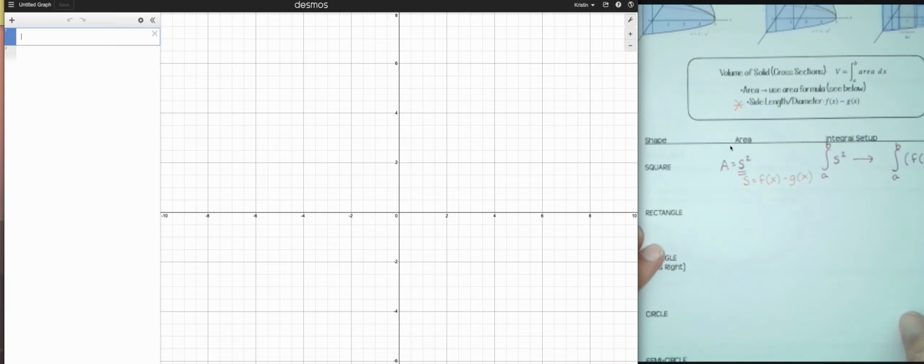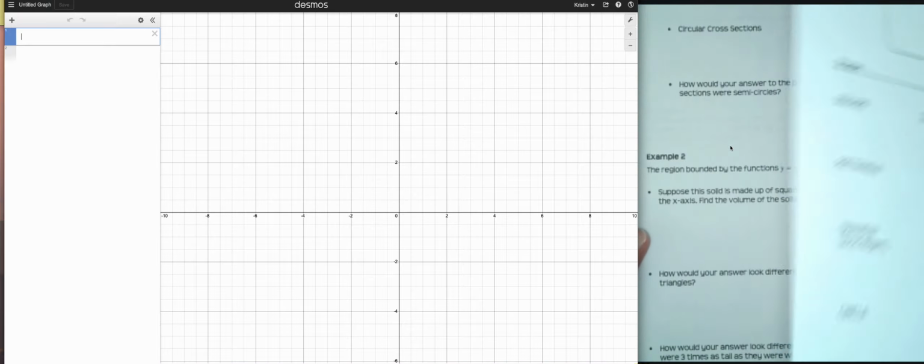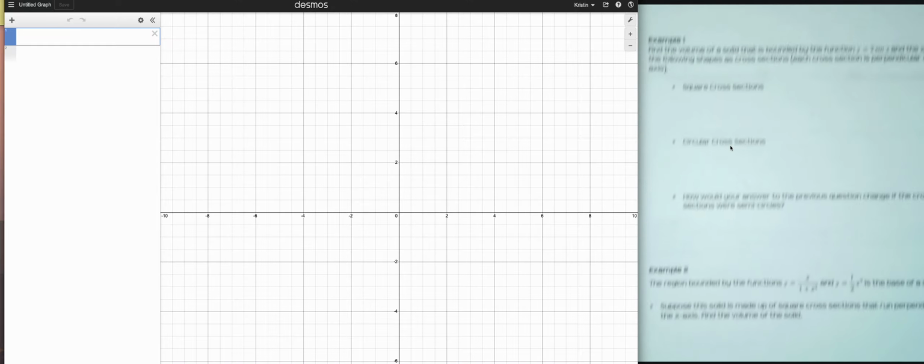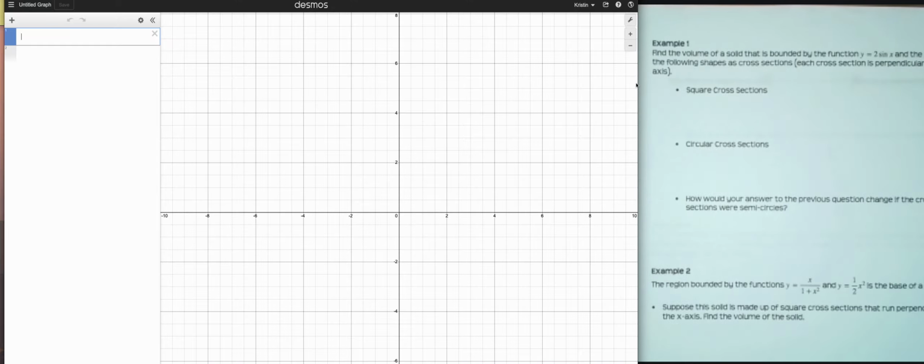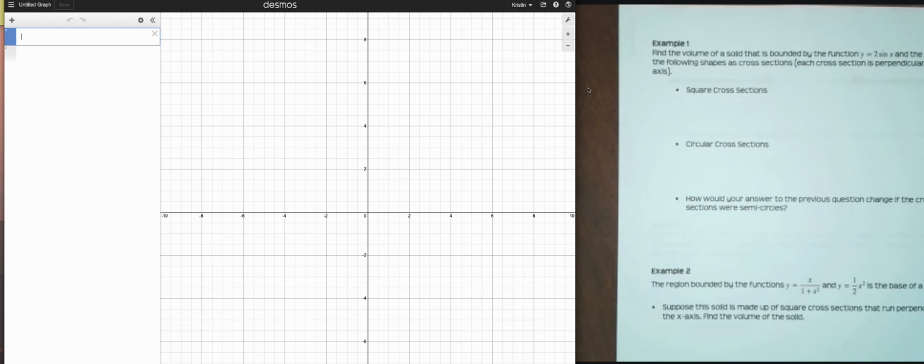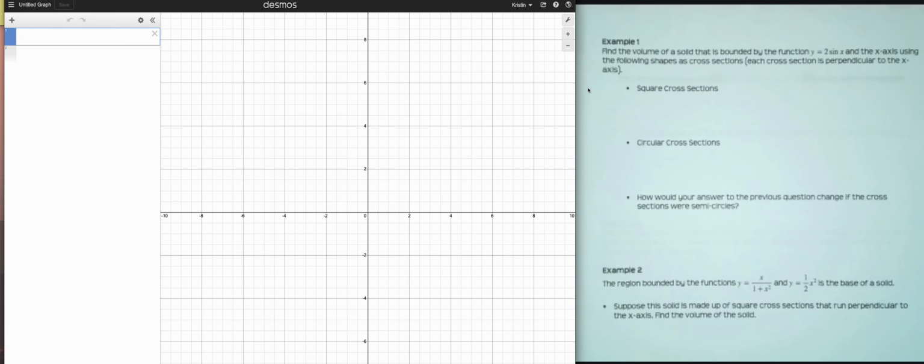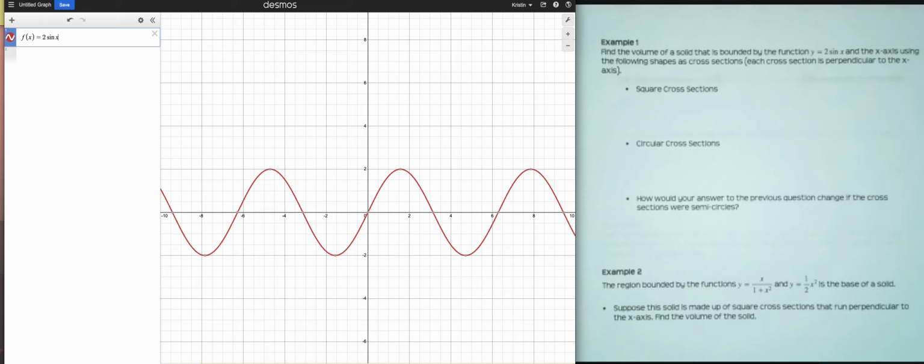So I actually think I'm going to be jumping around in these notes quite a bit because I don't love the order that the examples are in. But let's just start with this one here, with example 1. Maybe I'll shrink up my Desmos a little bit so we can get my whole example in there. Okay. Find the volume of the solid that is bounded by the function y equals 2 sine of x and the x-axis. Okay, starting with square cross sections. So first thing I want to do is just look at this thing. I want to type in f of x equals 2 sine x.